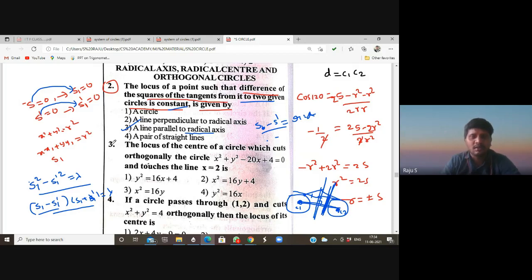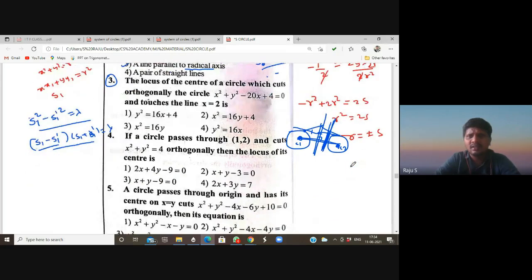Then the third question is: the locus of the centers of the circle. Question number 2 alone was a slightly logical question, and let's see the other questions.